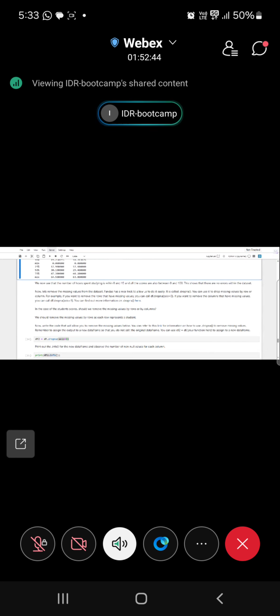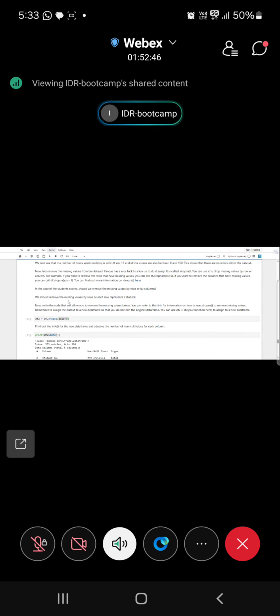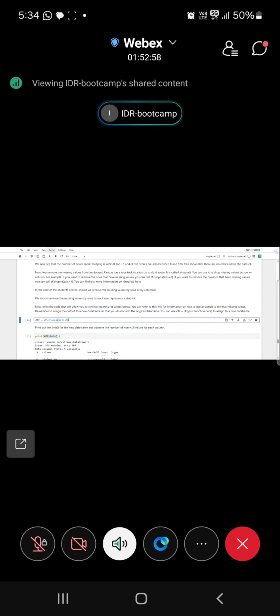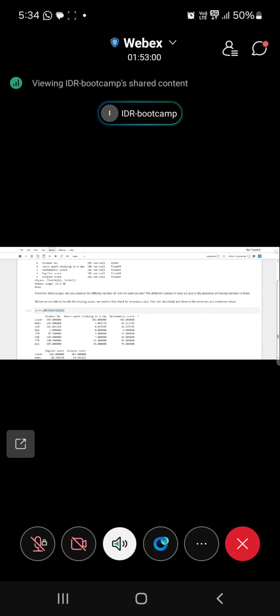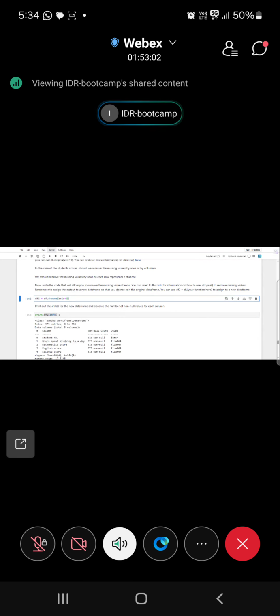So what are we doing? First, we are removing the missing values by rows, as each row represents a student only. Yes or no? Because it's student data. So here we have this df, and we have created a variable df2. Here df.dropna(axis=0). So here we are dropping. But what are we dropping? axis equals 0.